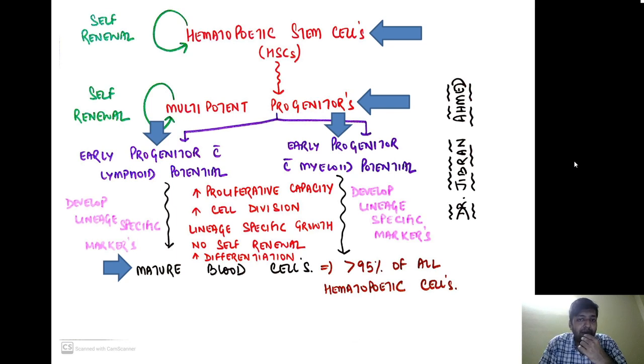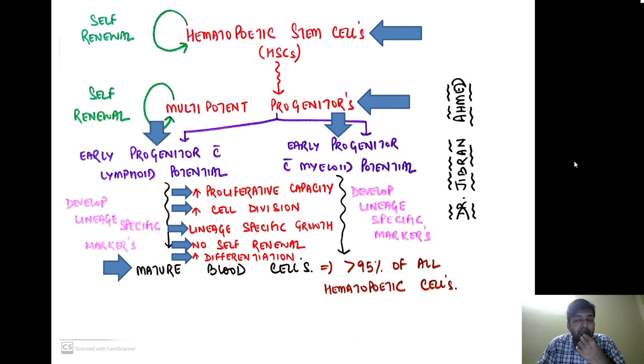Okay, and remember, as they go down and differentiate from early progenitors towards the mature blood cells, they will have an increased proliferative capacity, increased cell division, and lineage specific growth. They will have no self-renewal capacity, and they will have increased differentiation. And as they go down, they develop lineage specific markers. For example, lymphocytes will have their own set of markers. Okay, myeloid series cells will have their own set of markers.